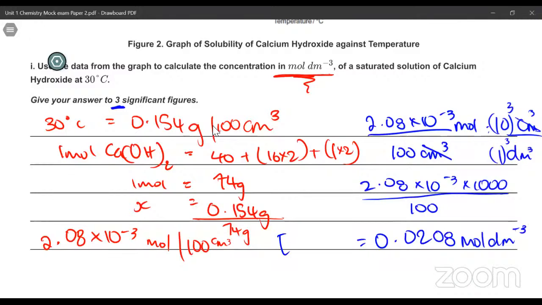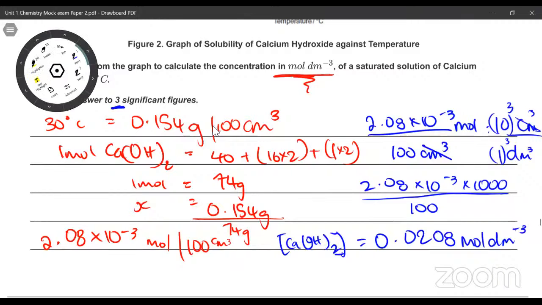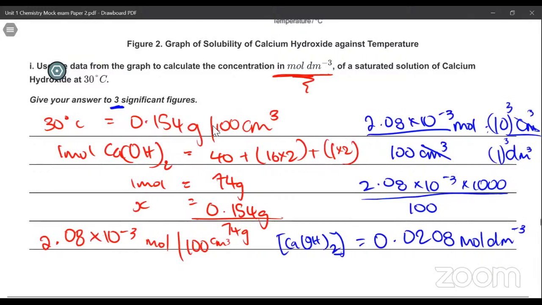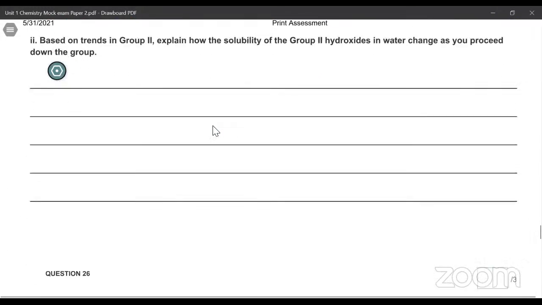So the concentration of calcium hydroxide, right? At 30 degrees Celsius is 0.0208 moles per dm cube. And that's how you calculate it. Had a bit of conversion, but with practice, it's no problem.